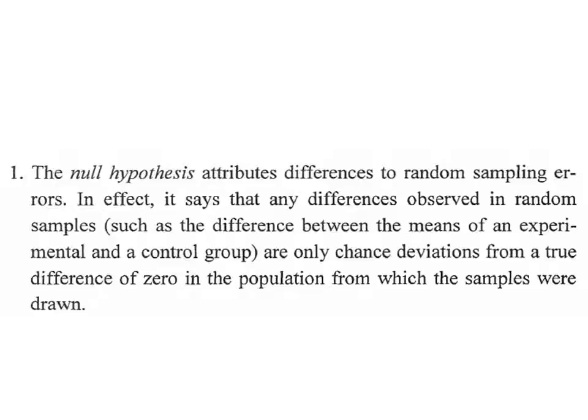So remember that the null hypothesis attributes differences to random sampling error. So what it is saying is that any differences observed in the random samples, such as the difference between the means of an experimental and a control group, are only chance deviations from a true difference of zero in the population from which the samples were drawn.